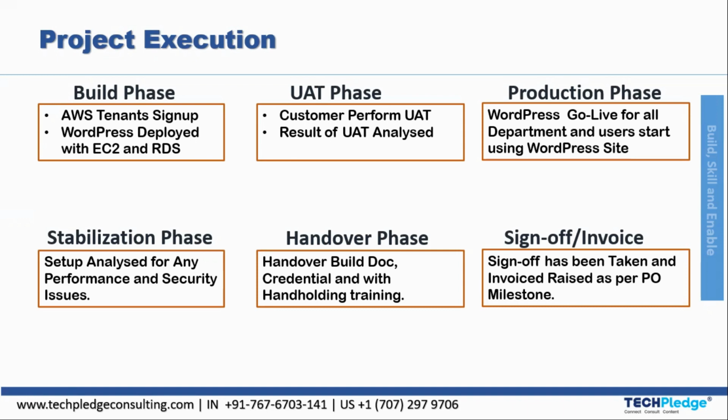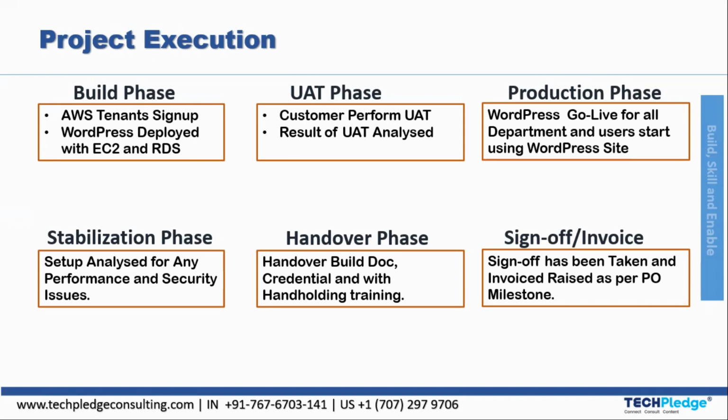After the results are analyzed and they are successful, we move on to the production phase, where, as the word says, we go live. The WordPress will go live and all the departments and their users will start using the WordPress site. So that will be in the production phase.